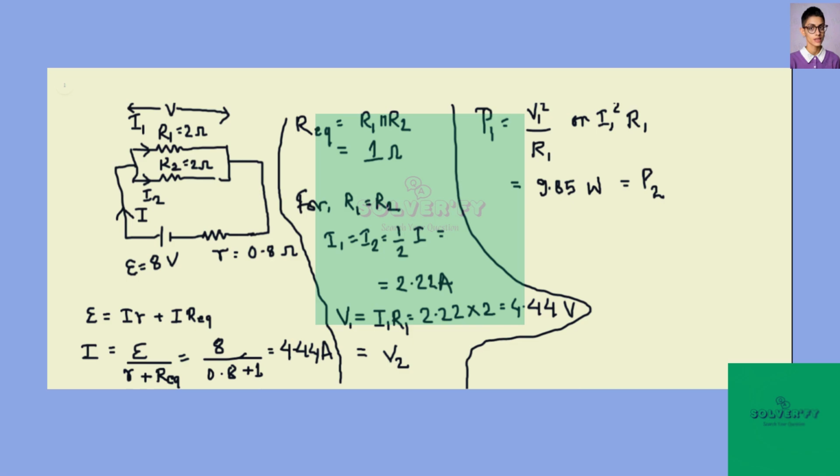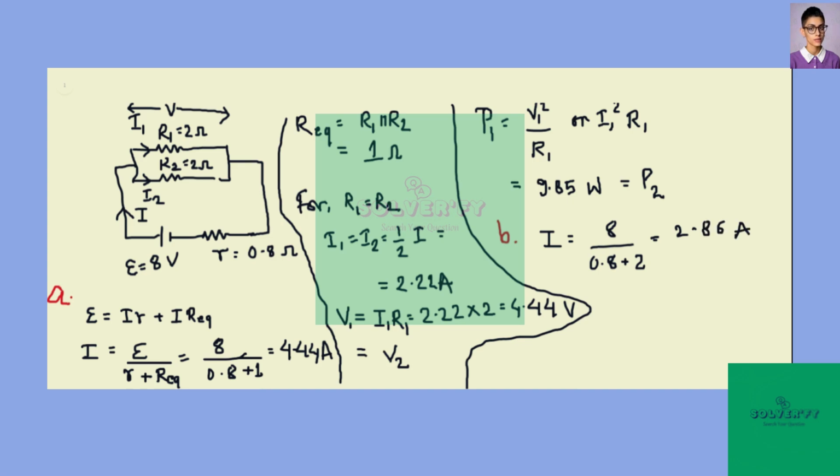Now in part B, this is all part A of the question. Now part B. The question says that one bulb burns out and its filament breaks, so no longer current flows through. So we only have R2, either R1 or R2. We only have one bulb. So the current now will be 8 upon internal resistance 0.8 plus the resistance there, which is 2. So 8 upon 2.8, that is equal to 2.86 amperes.